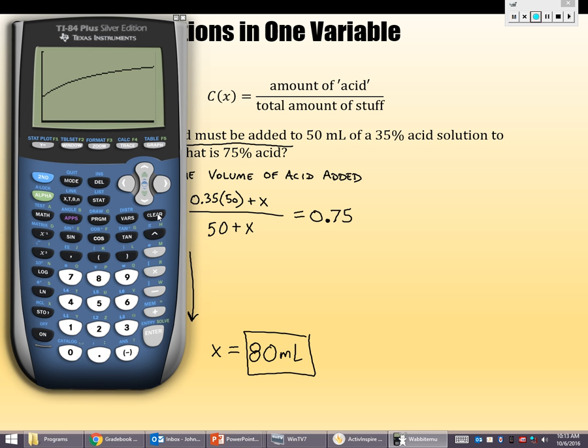What happens as you put in tons and tons? What's the long range behavior of this as you put tons and tons of acid into this? What does the concentration approach? Yeah, it approaches 100%, doesn't it?